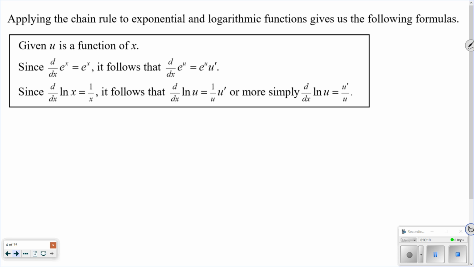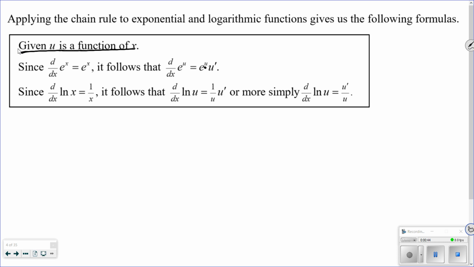If I need to apply the chain rule, though, if I have the derivative of e to the u, and u is a function of x, in other words, it's not just an x up there but a function of x, so it's a composition of functions, then I take the derivative of e to the u, still e to the u, times the derivative of the inside of the function. The inside is the power now, so I take the derivative of u.